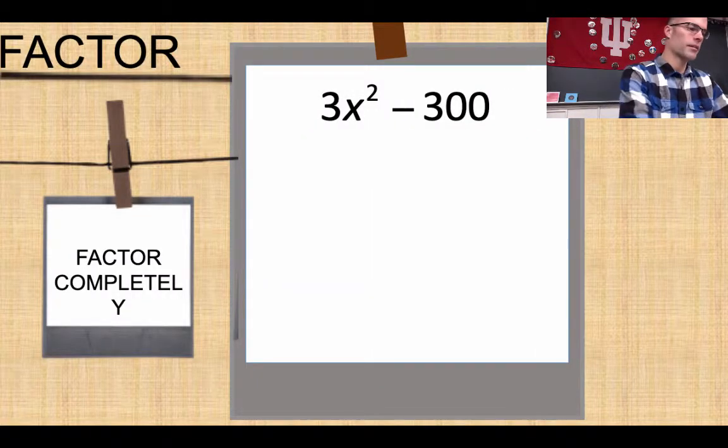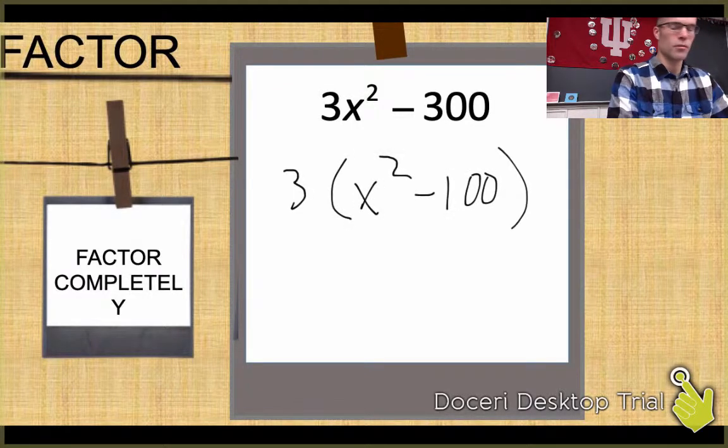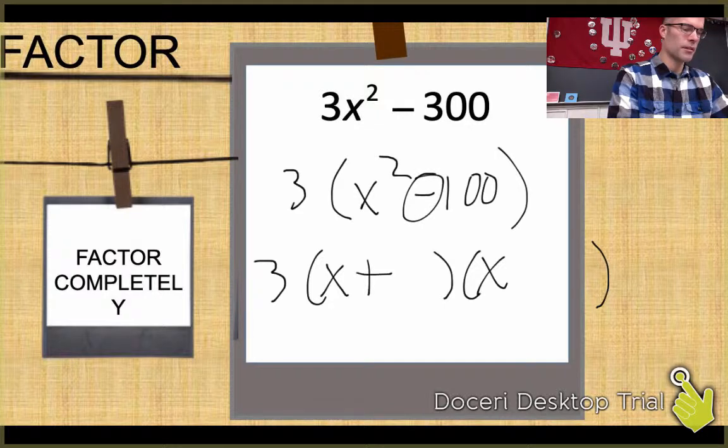Okay, here again we can take a 3 out. So then we're left with x squared minus 100. X squared minus 100 is our difference of squares. So we've got the 1x here, 1x here. The C value sign is negative, so opposite signs. The square root of 100 is 10.